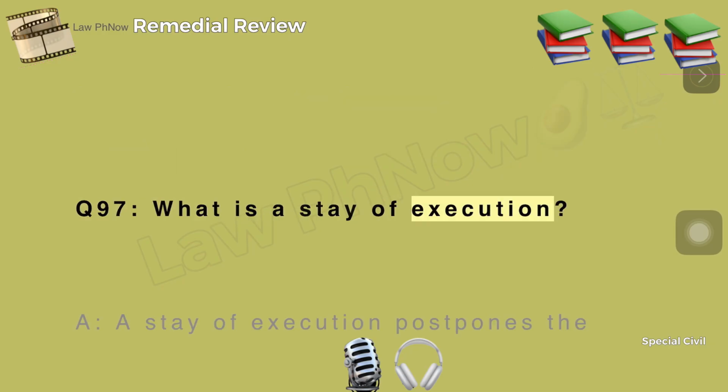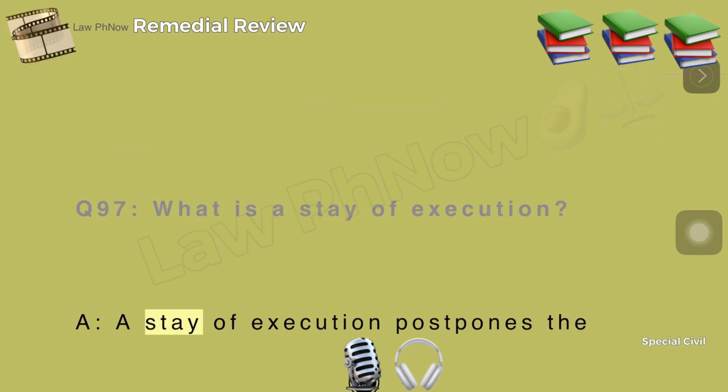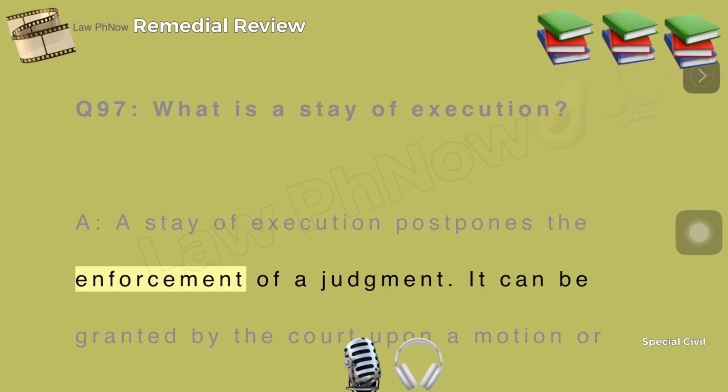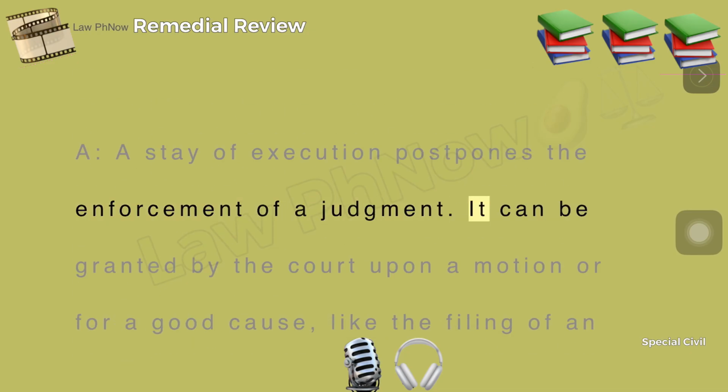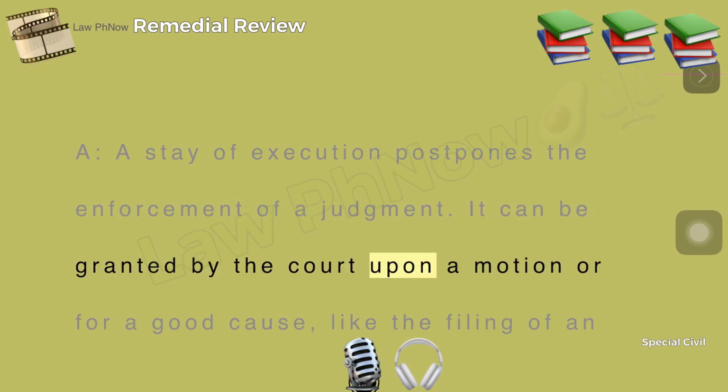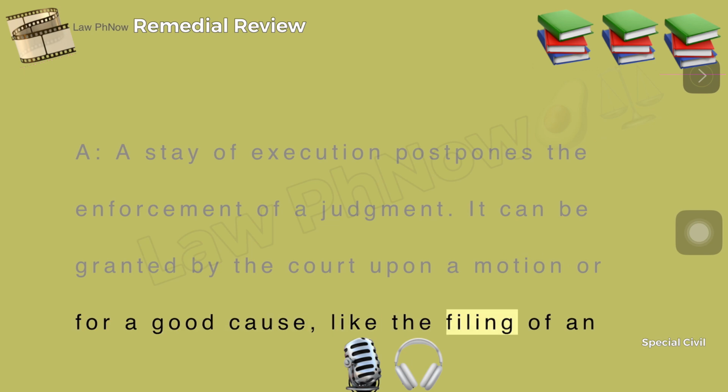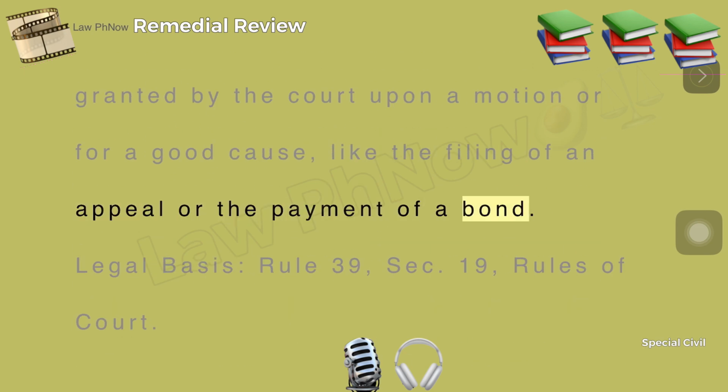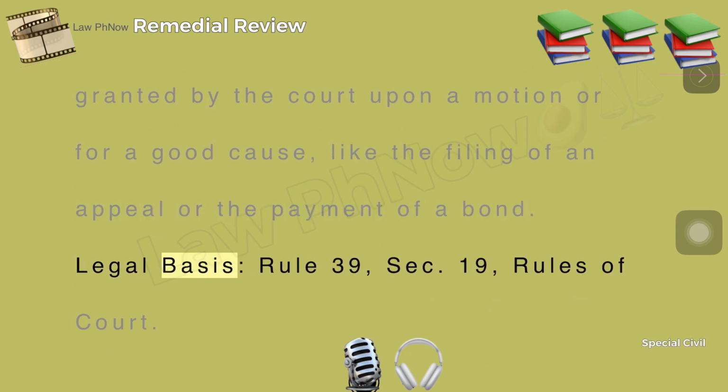Q97. What is a stay of execution? A. A stay of execution postpones the enforcement of a judgment. It can be granted by the court upon a motion or for a good cause, like the filing of an appeal or the payment of a bond. Legal basis, Rule 39, Section 19, Rules of Court.